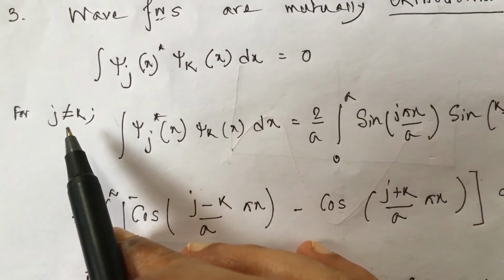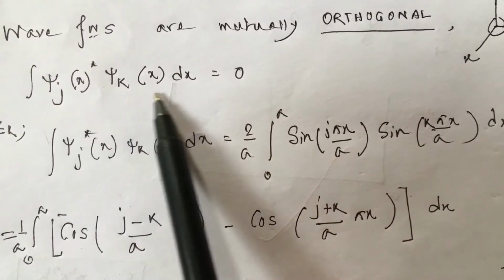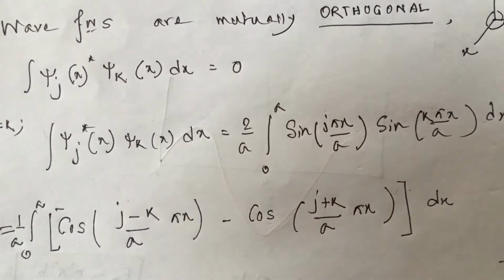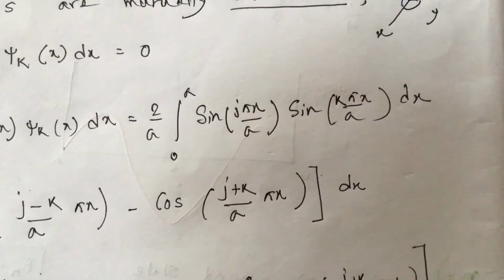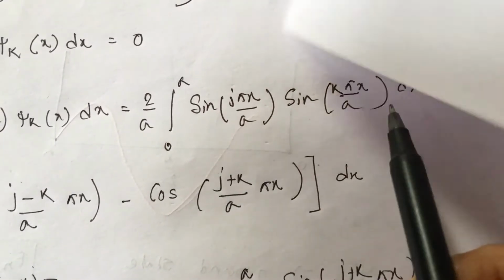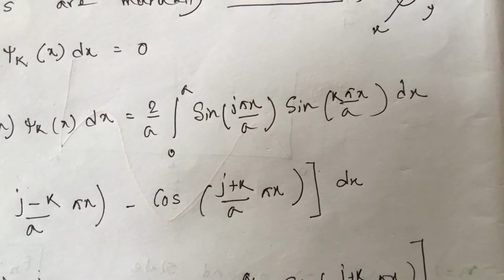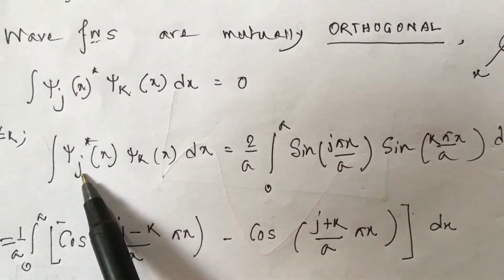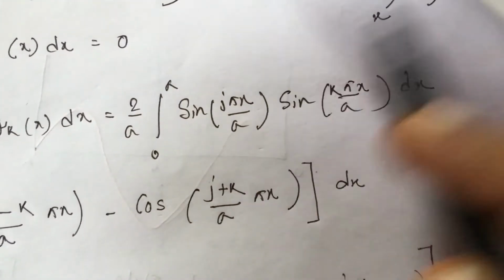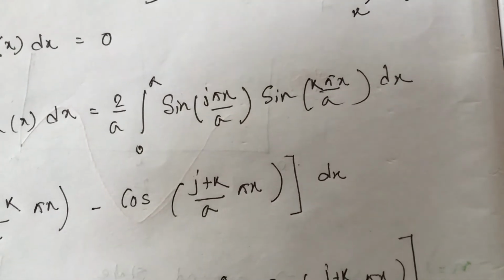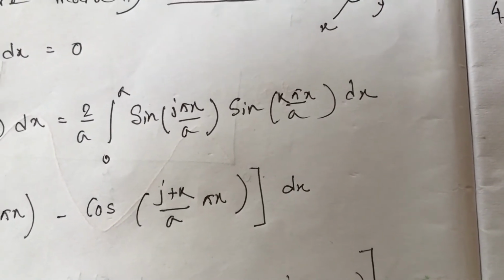For j not equal to k, I am going to prove this. So if I want to evaluate this thing within the integration sign, I am starting at this point. I am just substituting the values of the wave function. Psi is root over 2 by a, sine n pi x by a. My n is j here and n is k here. So for psi j, I need to put sine j pi x by a, and for psi k, I need to put sine k pi x by a dx.